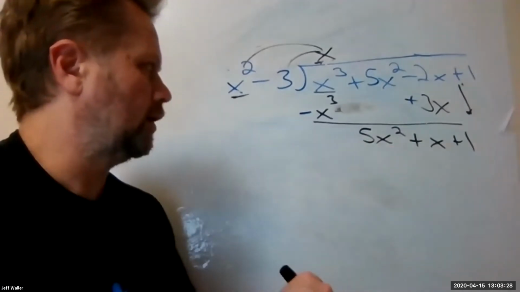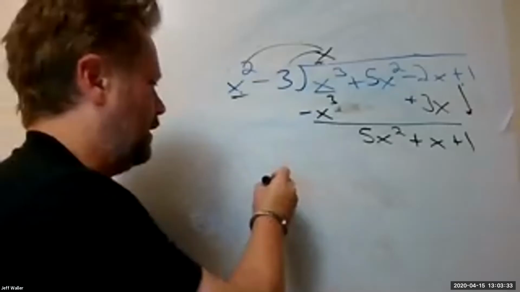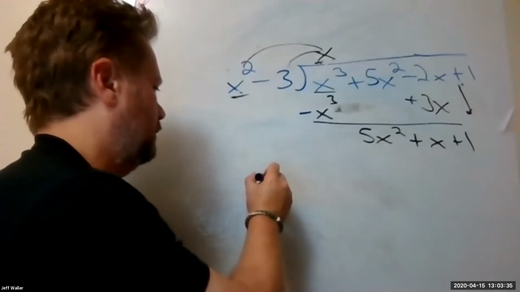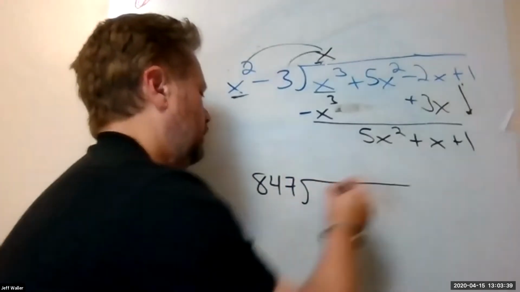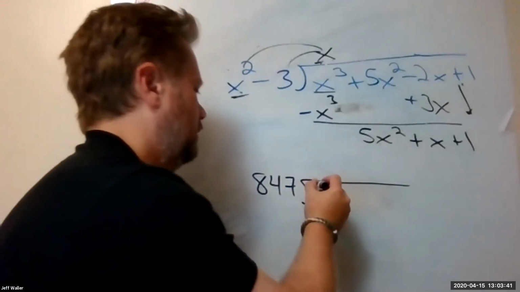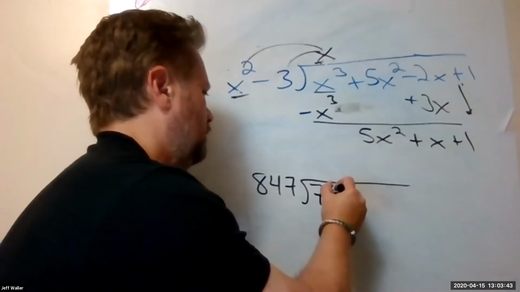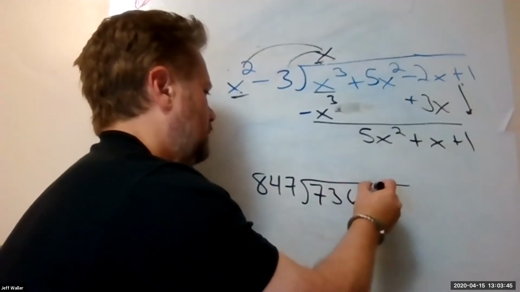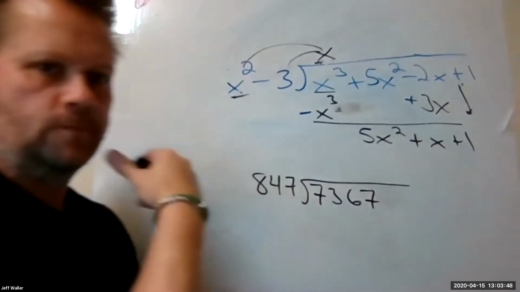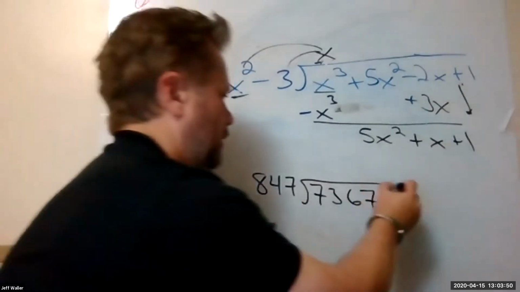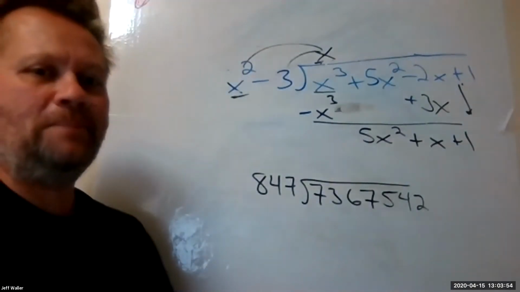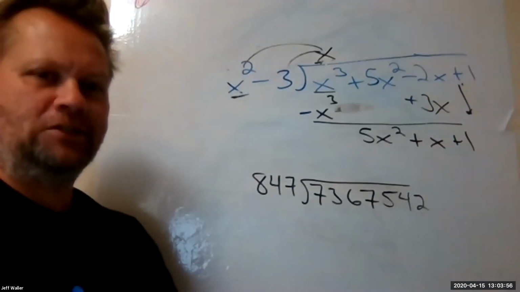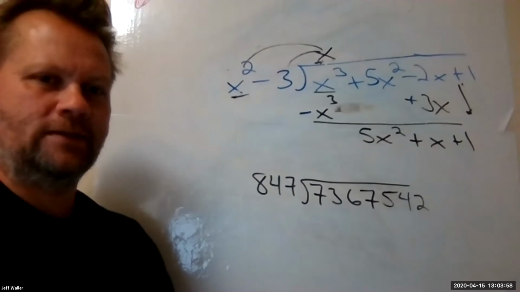And so, all right. So again, if I had, let's see, what do you got, Jeff? Let's do something even more deadly here. 847 into 7,367. Let's make it even better. There you go. A few more numbers. Why not? You want to do this long division. I know you do.